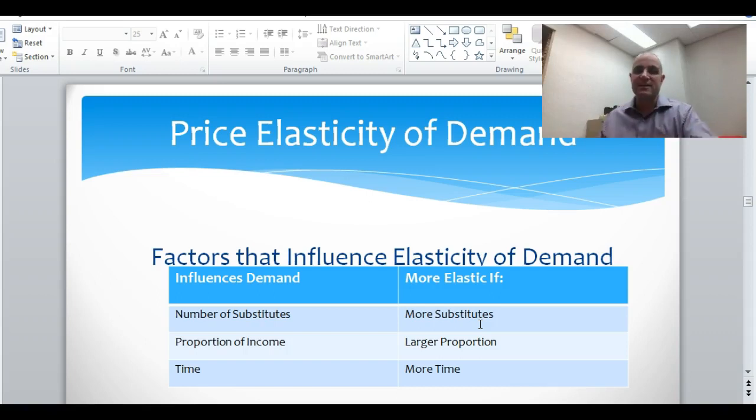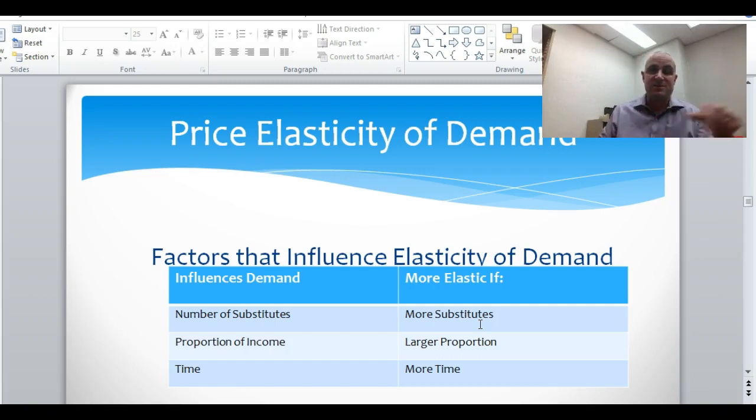All right, there's all these other things out there that are healthy, and I'm going to go get some of that. Because there's a lot of substitutes, a small change in the price could cause a lot of people to go get some substitute for it. And so that small change in the price could cause a large change in the quantity demanded.